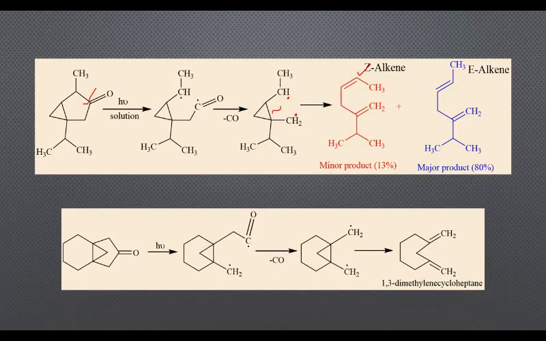Here is another example. After decarbonylation, a 1,4-biradical is formed. Then the 1,3-diene is formed by cleavage of this cyclopropane ring.